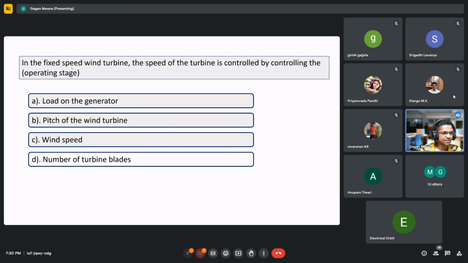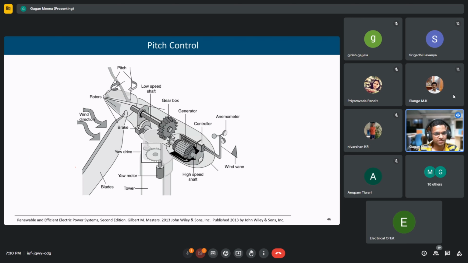Next question is, in the fixed speed wind turbine, the speed of turbine is controlled by controlling which of the following? Pitch, B. B is correct. Pitch of the wind turbine. So we'll see what this pitch is.